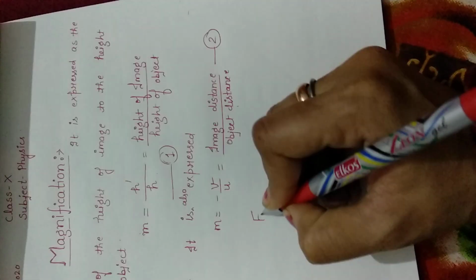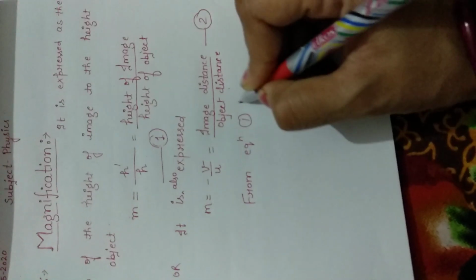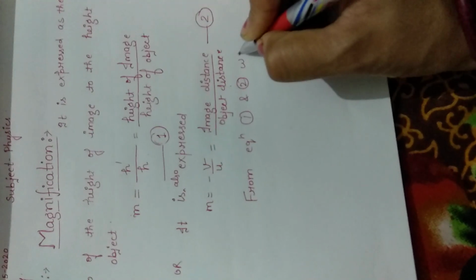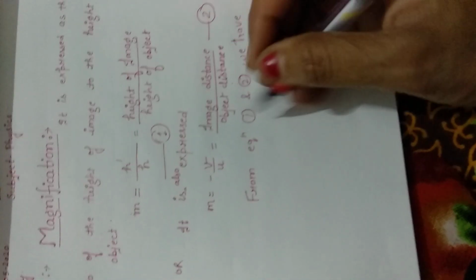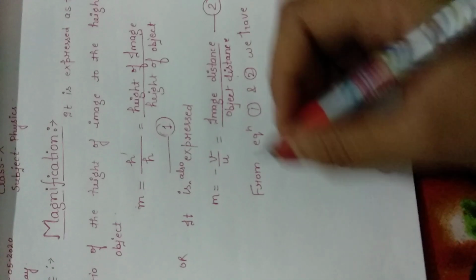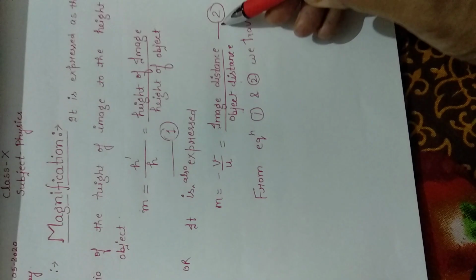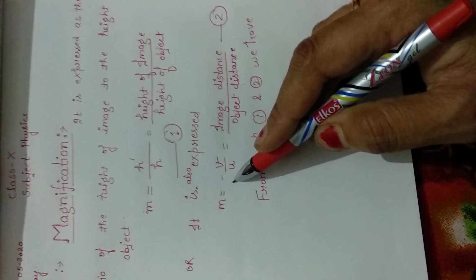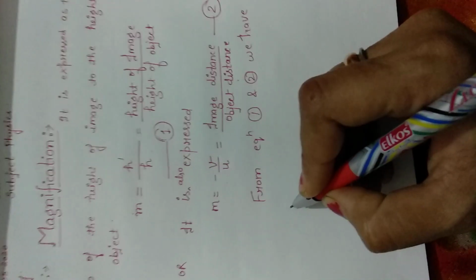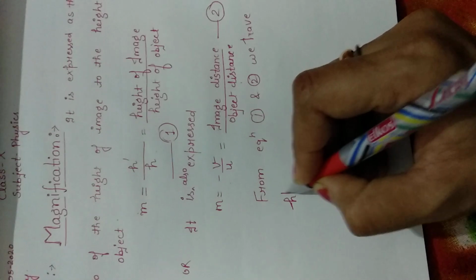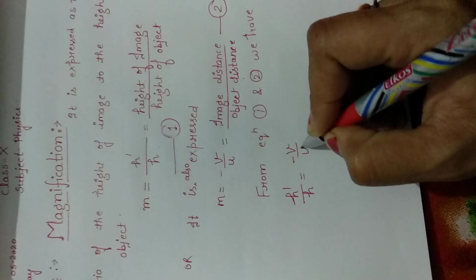So what you are getting from equation 1 and 2, from equation 1 and 2, we have, when you are going to compare these two equations, because the left hand side in equation 1 is also equal to the left hand side of equation 2, so we can compare the right hand side of both the equations. So this will imply that h dash upon h is equals to minus v upon u.